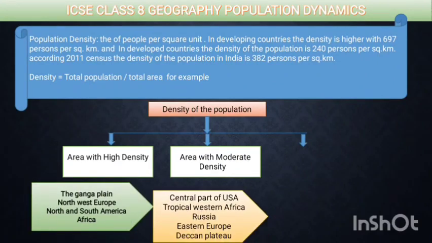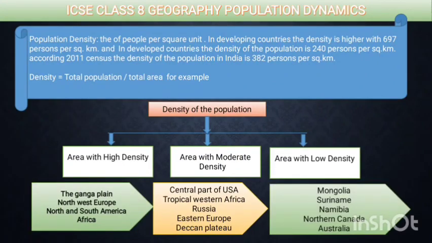What is population density? Population density is the number of people per square unit. In a developing country the density is higher, at 697 per square kilometer. In a developed country the density is less, at 240 per square kilometer. But according to the Indian census, the population density of our India is 382 per square kilometer.